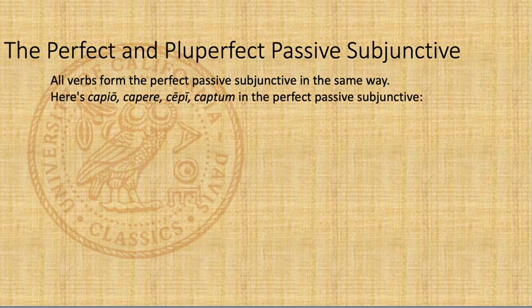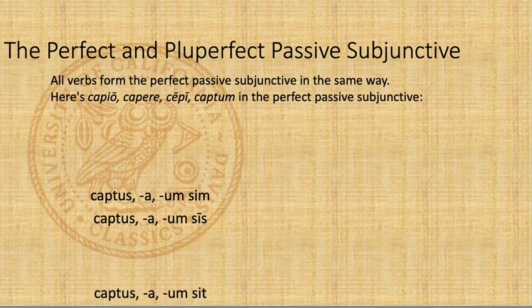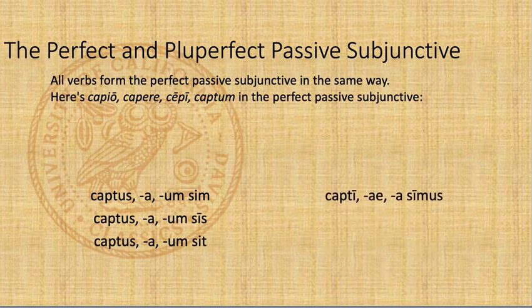Here's capio, capere, cepi, captum in the perfect passive subjunctive. It will form exactly like the perfect passive subjunctive of amo, amare, amavi, amatum. Captus, capta, captum sim. Captus, capta, captum sis. Captus, capta, captum sit. Capti, captae, capta simus. Capti, captae, capta sitis. Capti, captae, capta sint.